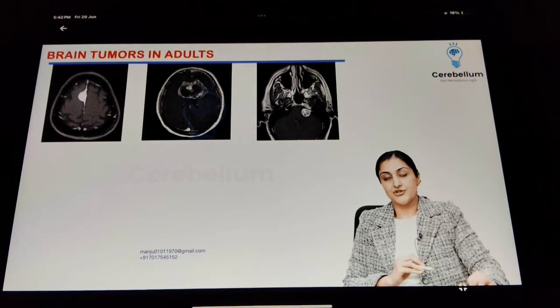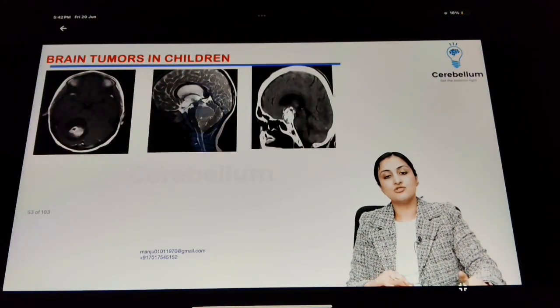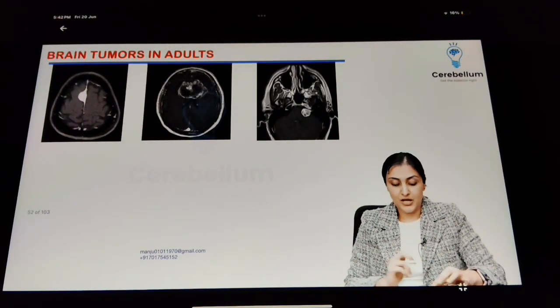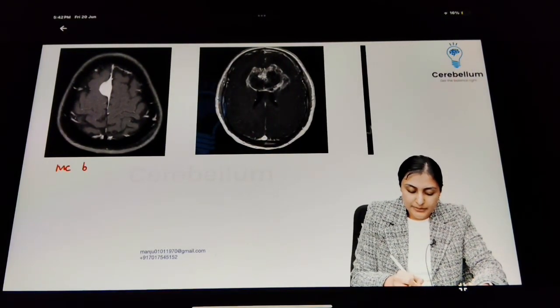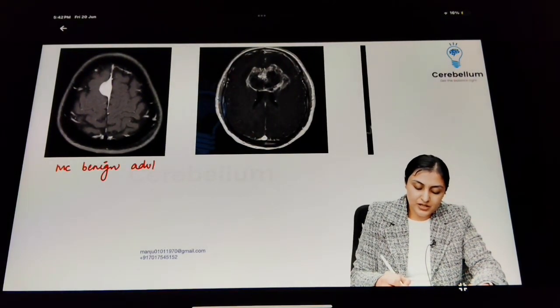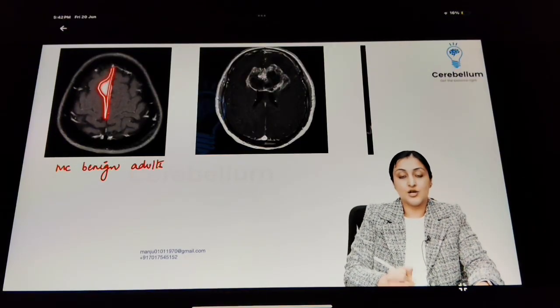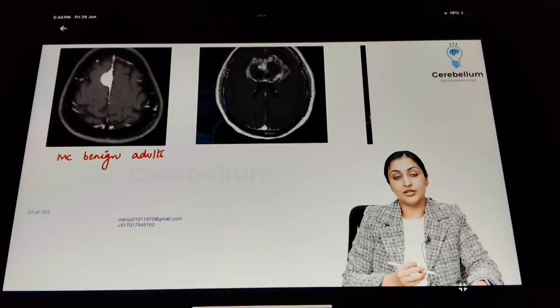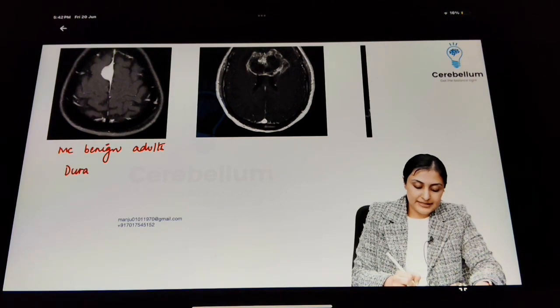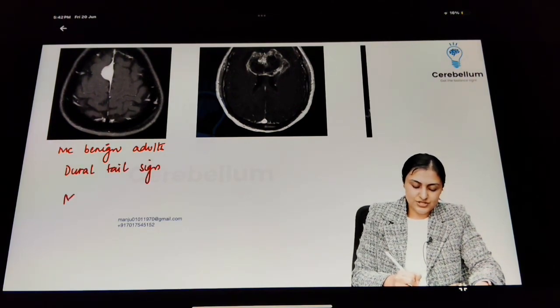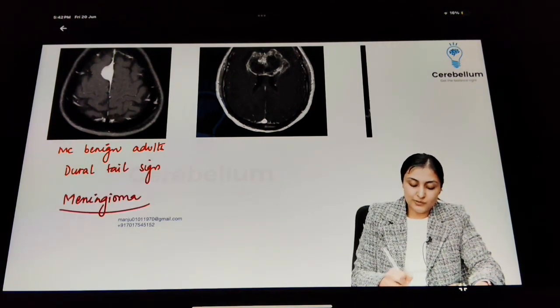Now talking about brain tumors, I'm going to show you 6 tumors, 3 in adults, 3 in children. You need to know the pattern approach in order to distinguish them. So look at the first one. This is the most common benign brain tumor in adults. The hallmark of this lesion is a very vascular tumor which has this tail. You can see there is a tail involving the dura. So dural thickening with a dural tail sign is diagnostic of a meningioma. So this is a meningioma, dural tail sign.